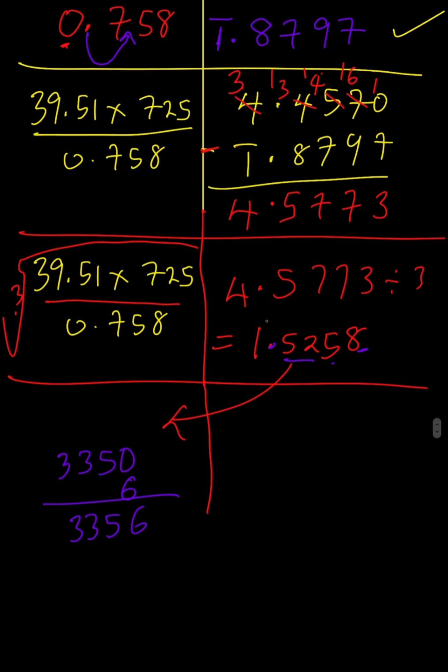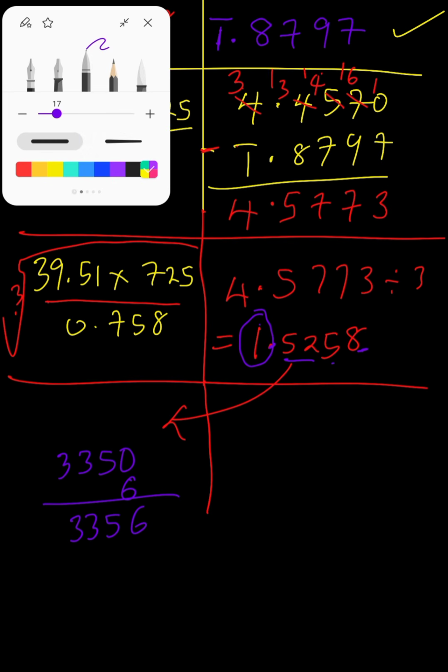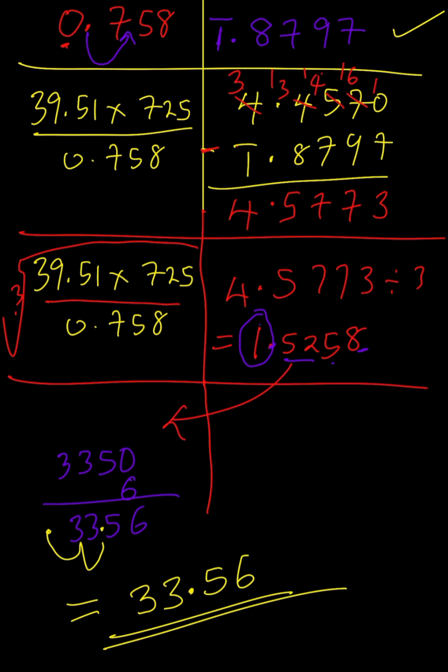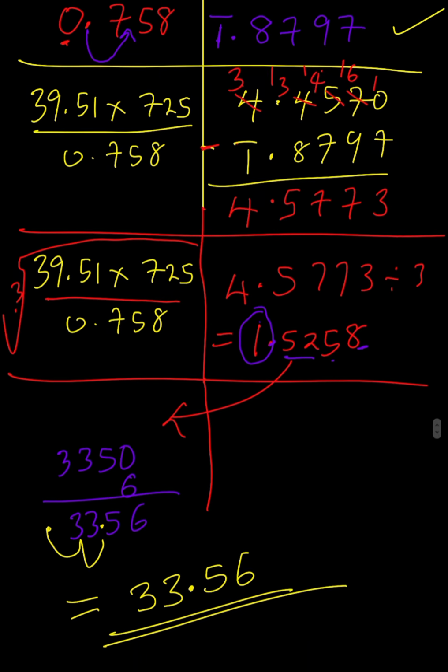But remember that we have a characteristic of 1. When you have 1 as your characteristic, you move 2 places. If you have 2, you move 3 places. If you have 3, you move 4 places, and so on and so forth. So because we have 1, we move 2 places starting from the left to right. So 1, 2, and put our point. Therefore, the answer to this problem is 33.56 approximately.